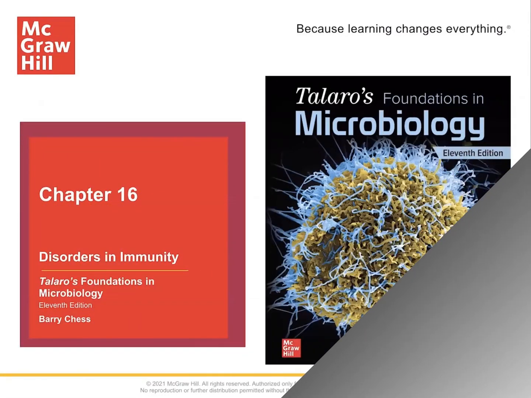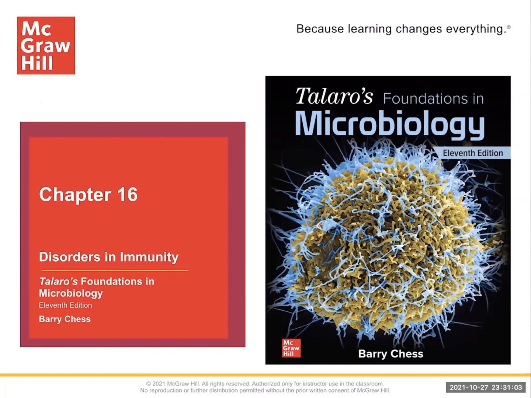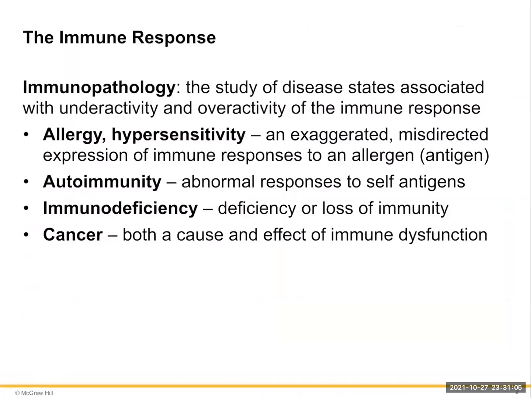Chapter 16, disorders in immunity. You're talking about the immune response, the B cells, the T cells, how they respond with history and everything else. So immunopathology is when something goes wrong. It's the study of the disease state, either underactivity or overactivity of the immune response.